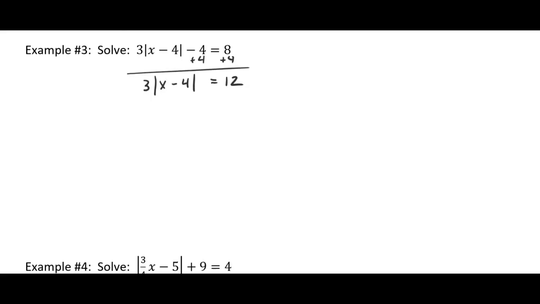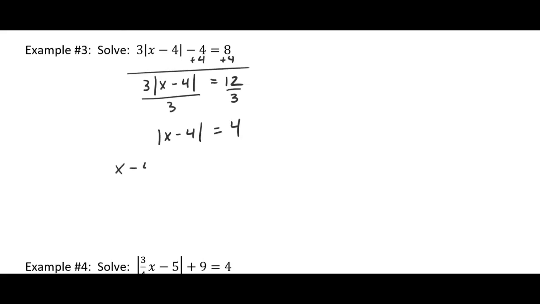So I get that. And then see that 3 in front of the absolute value? I want to get rid of that too. So I'm going to divide by 3. And now I have the absolute value of x minus 4 equals 4. So now I've got the absolute value part isolated. It's all by itself. Now I can make my two cases.